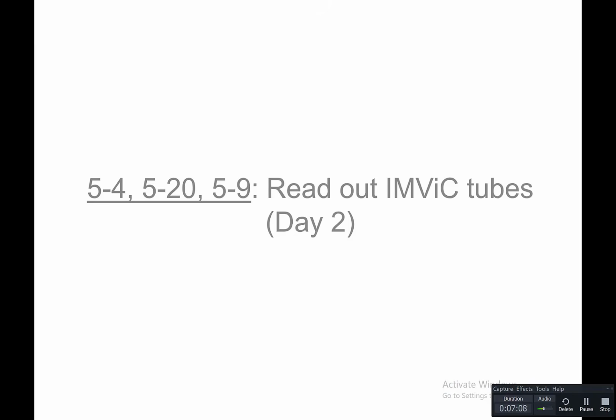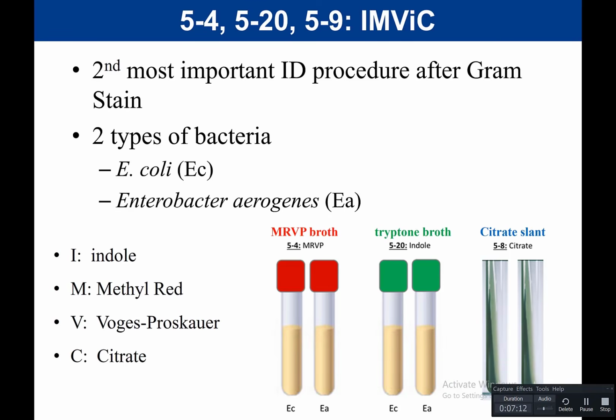So now let's look at the readout. So you should know that the IMViC is the second most important ID procedure after the gram stain. So again, this plays a very important role in identifying which bacteria is present. You should know what each of the letters in IMViC stands for. So that the I stands for the indole, the M stands for the methyl red, the V stands for Voges Proskauer, and the C stands for citrate.